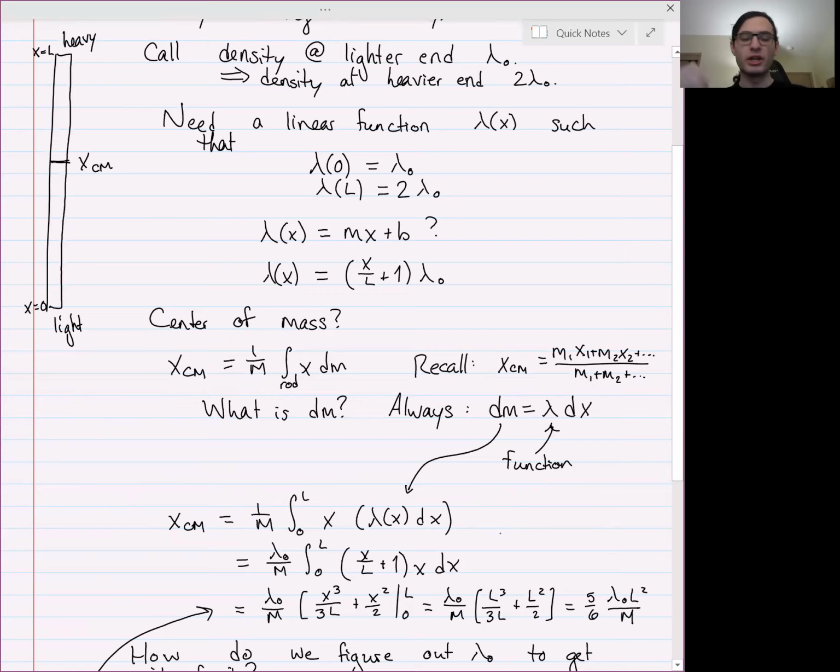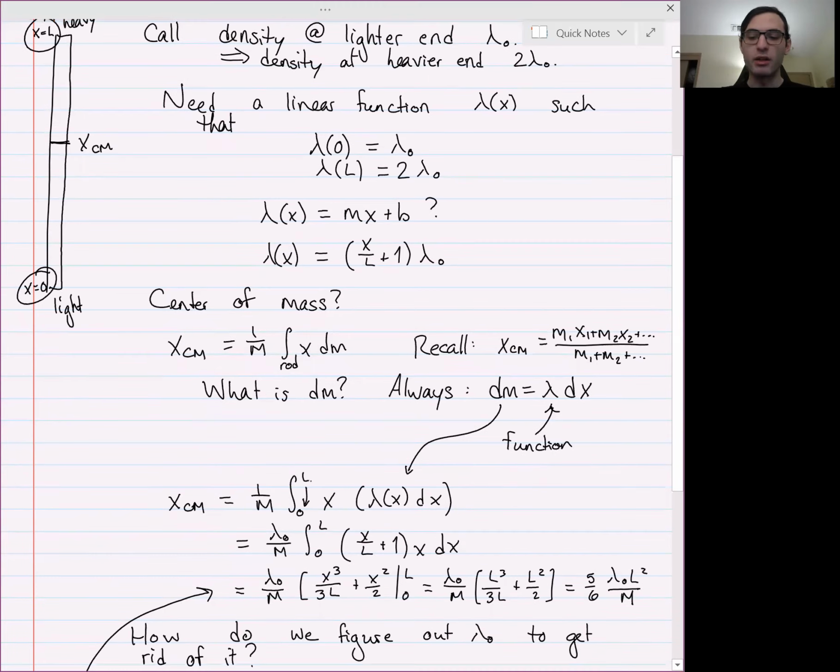Now, just as a key point, notice that I chose the coordinates x equals 0 and x equals L. That's what made the bounds 0 to L. But if I had put x equals 0 in the middle and had either side be x equals plus or minus L over 2, that would have changed what the bounds look like, and it would have changed the integral. And it would have changed what lambda of x is, because lambda of negative L over 2 is lambda naught, and lambda of positive L over 2 is 2 lambda naught. The point is you can choose whatever coordinate system you want. You just have to be consistent.